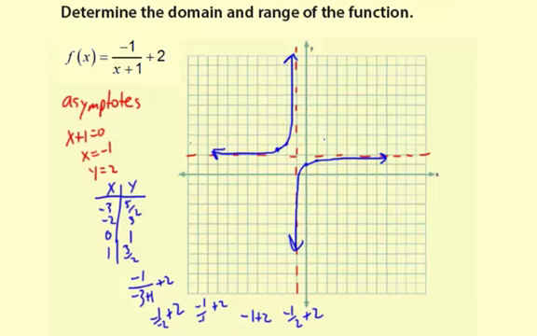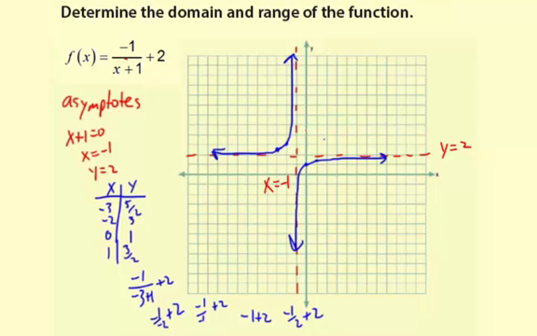Now, a domain is a set of all valid inputs. And in this case, the only invalid input is this vertical asymptote here, which is x equals -1. And for the range, we have all outputs except this horizontal asymptote, which is y equals 2. And those can also be found from the function here.